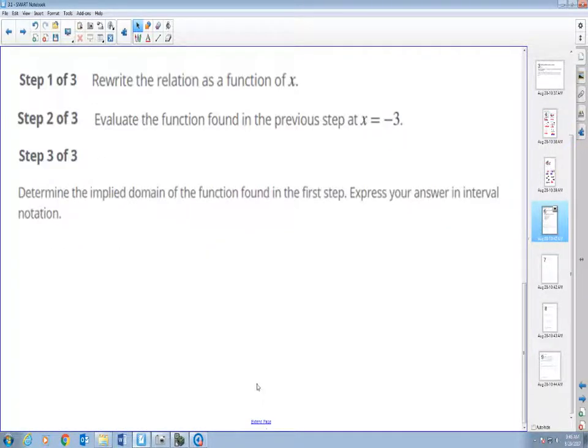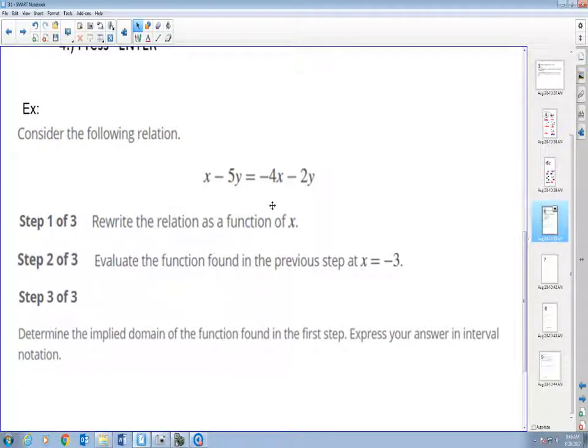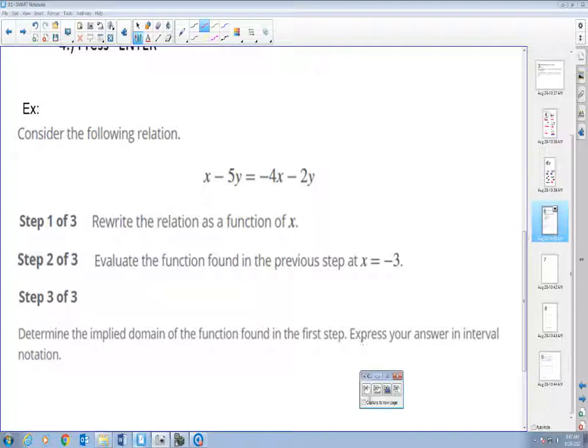Let's take a look at this particular example. Here is the following relation. I need to rewrite the relation as a function of x. What I mean is I need to write it as y equals. Write the relation as a function of x. So here I got 4 terms. To get y by itself, so we can write it as a function of x, let me take a picture of this and bring it down.